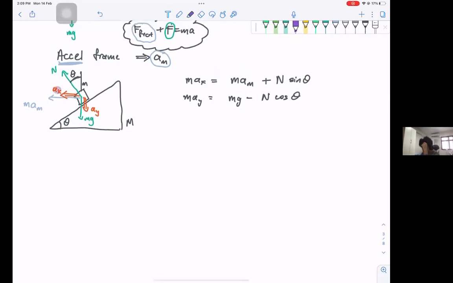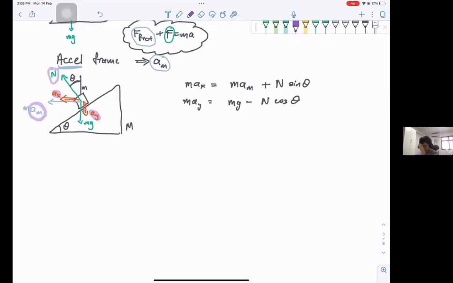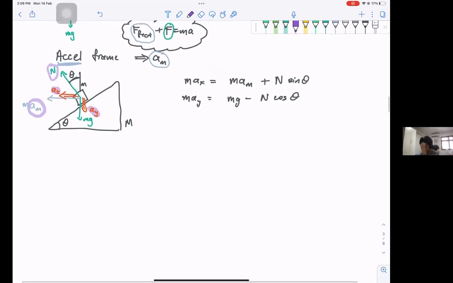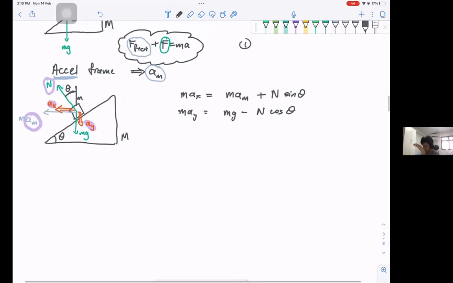Now we have quite a few unknowns. We have 1, 2, 3, and 4 unknowns: ax, ay, am, and N. So we need 4 equations. Whenever you solve mechanics questions, it's a matter of first defining all your variables, and then forming equations. If you have n variables, then you need n equations.